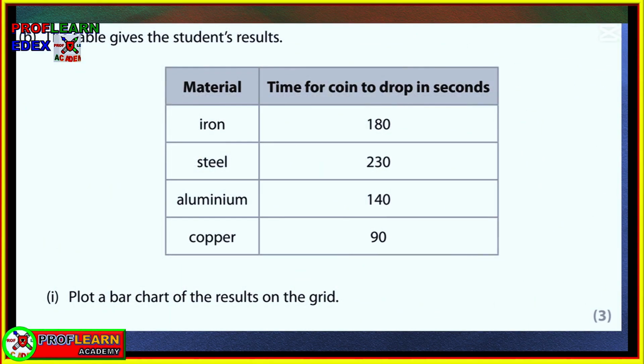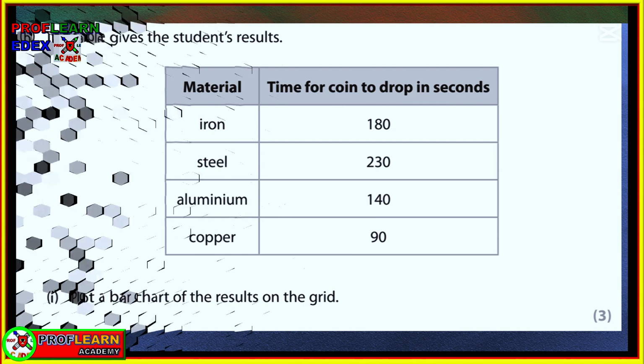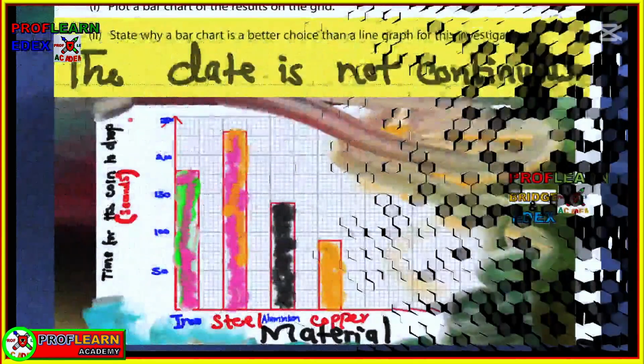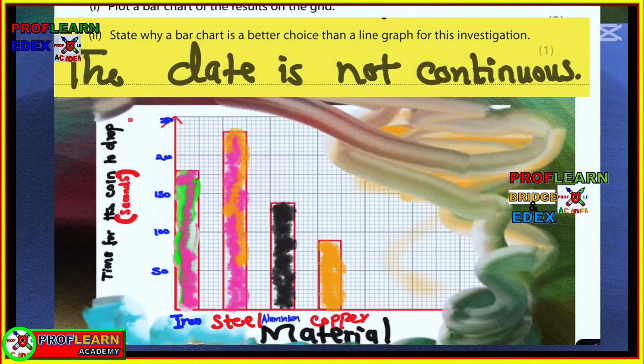When you have discrete, non-continuous data, the best way to investigate that data is by drawing a bar graph or a bar chart. Because the data is not continuous, non-continuous data are best investigated using bar charts. But if you have continuous data, you had better use line graphs. So in your coming exams, we believe you can answer a question like that.